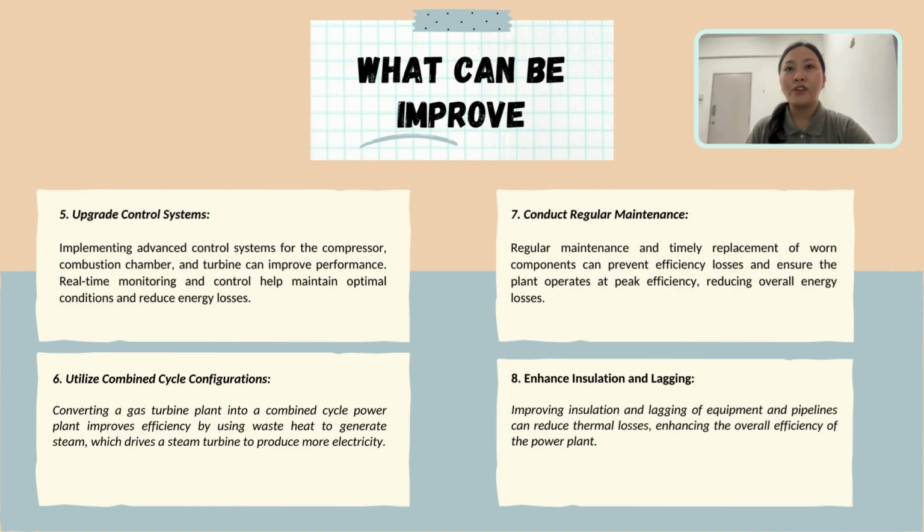Number 7, conduct regular maintenance. Regular maintenance and timely replacement of worn components can prevent efficiency loss and ensure that the plant operates at peak efficiency by reducing overall energy loss. Number 8, enhance insulation and lagging. Improving insulation and lagging of equipment and pipelines can reduce thermal loss to enhance the overall efficiency of the power plant.